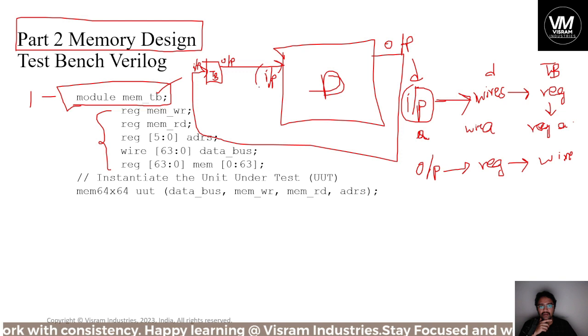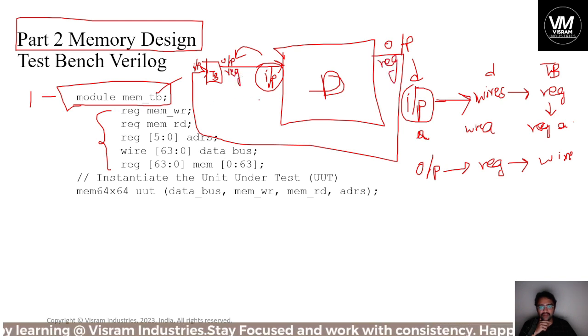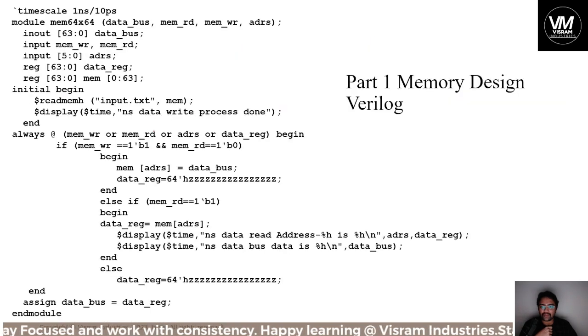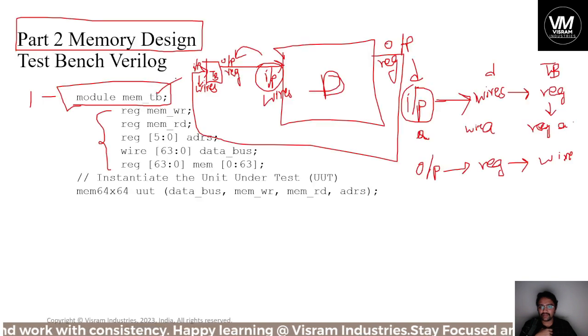Hence all inputs are registers, and at output you can see wires, all outputs are wires. Okay, so this is the declaration. Now whatever you have written in the inout as register, those can be wires. Okay, memory is again a register, you should mention it as a register again.